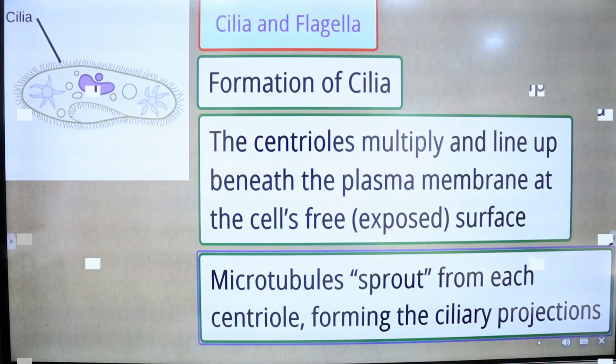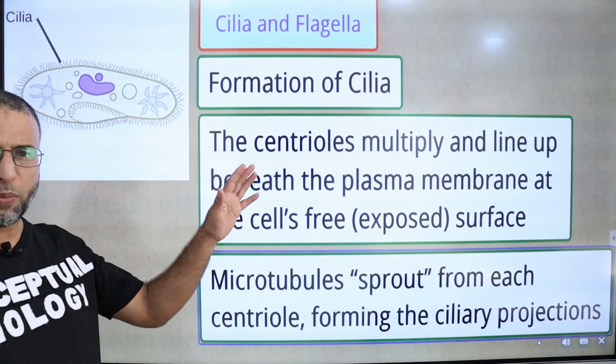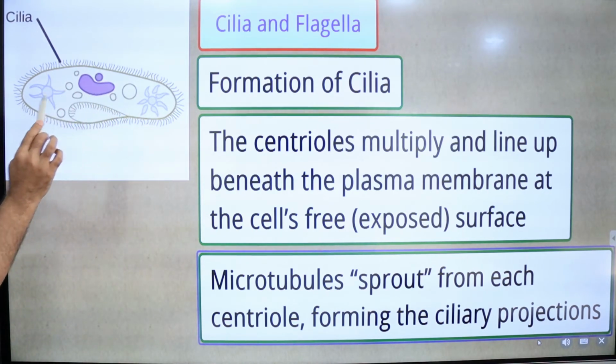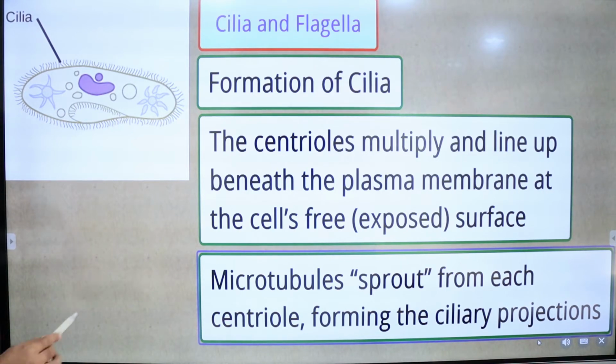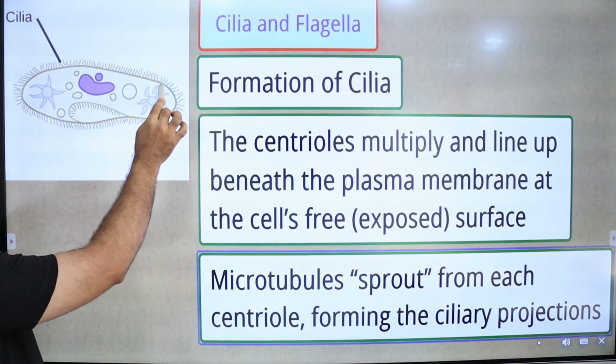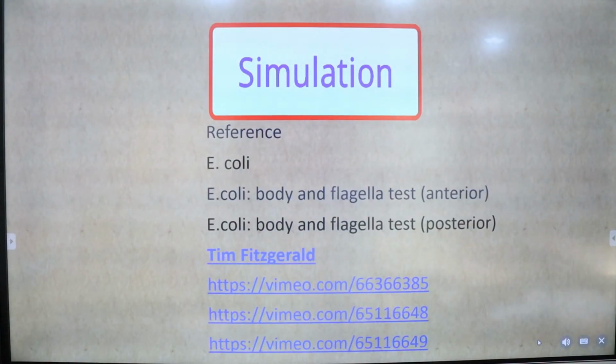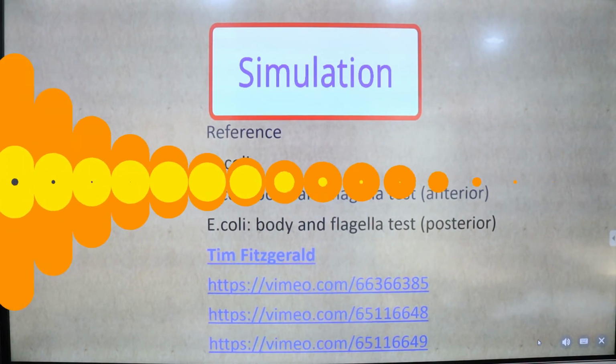failure. Formation of cilia. Centrioles multiply and line up beneath the plasma membrane. Microtubules sprout from each centriole, forming ciliary projections. So cilia or flagella originate from centrioles. Let's watch this simulation. It shows several E. coli bacteria swimming past each other. This simulation also shows the flagella movement.